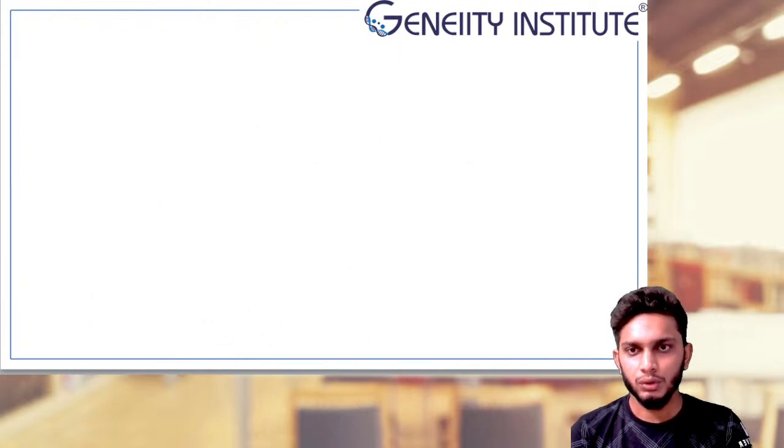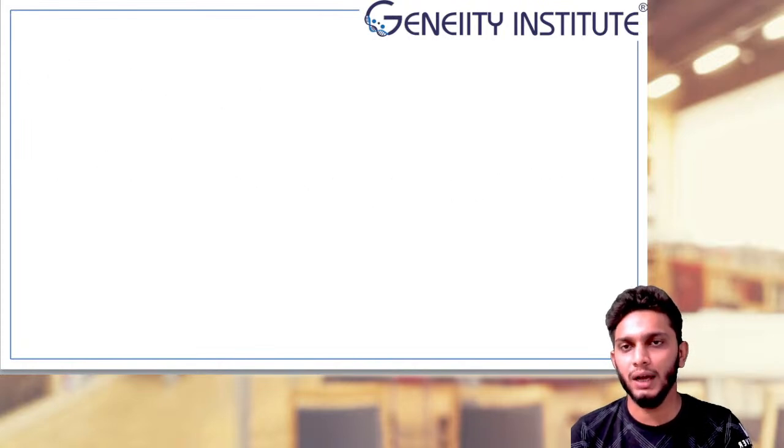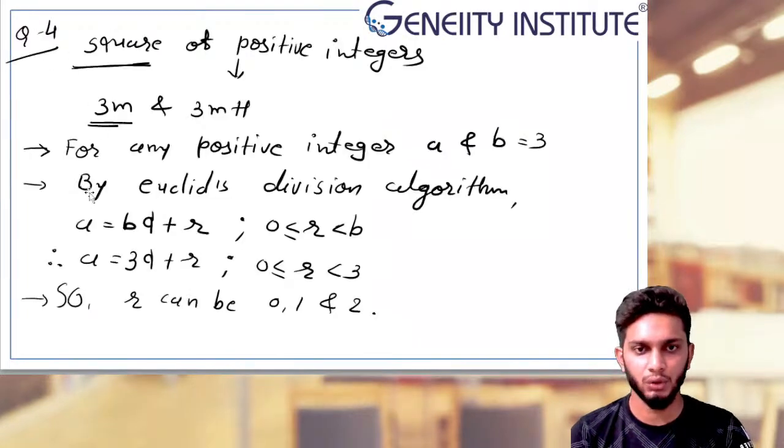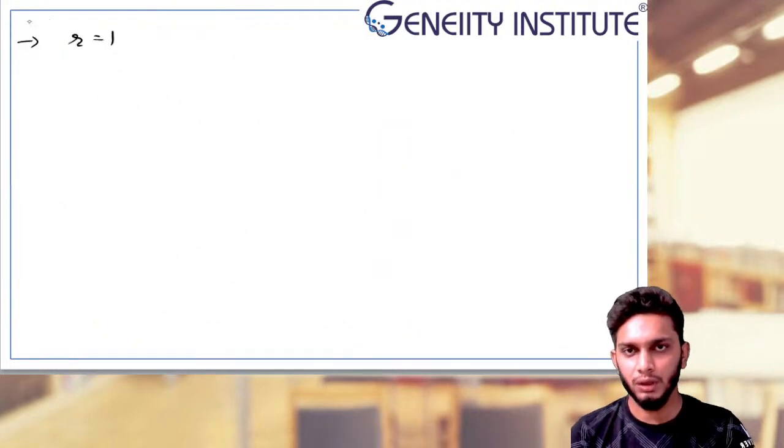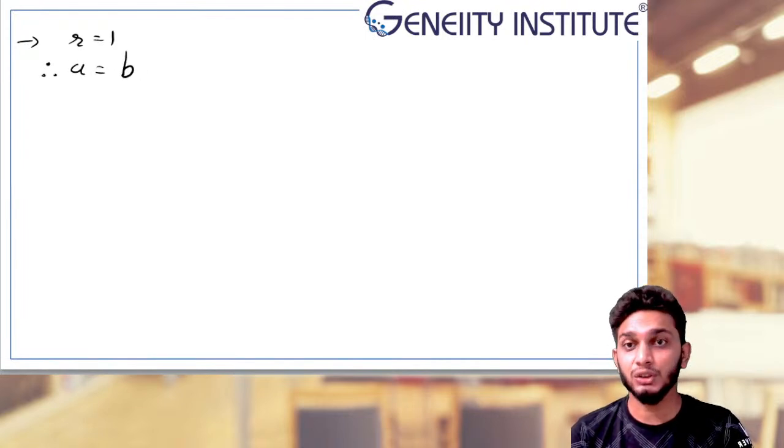Now take r equal to 1. We know that r is equal to 0, 1 and 2, so now r is equal to 1. Therefore a is equal to bq, here b means 3, so 3q plus 1.